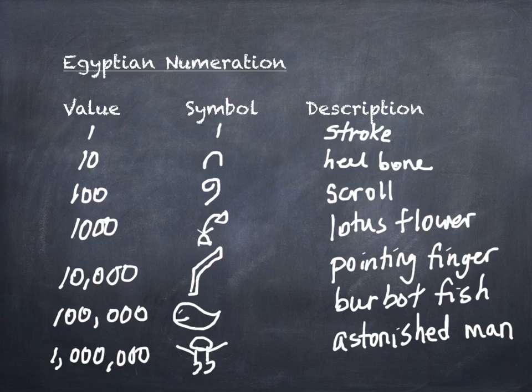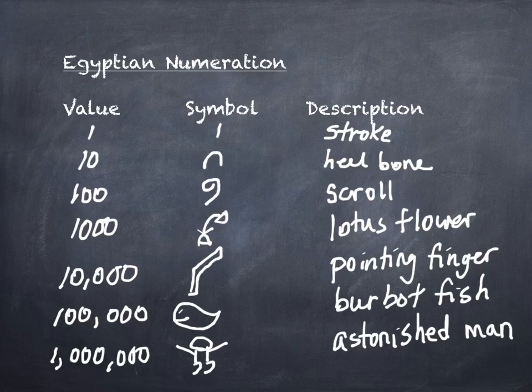All right, so the thing about their system is that it's really convenient. That is to say, it's pretty easy to go in and out of their system, to go from our system to theirs and go from theirs back to ours. Because all we're going to do, for instance, if I wanted to have the number 5 million, is draw 5 astonished men. Okay? If I wanted to have the number 6,000, I'm going to draw 6 lotus flowers. Okay? So I'm just going to draw the symbols repeatedly.